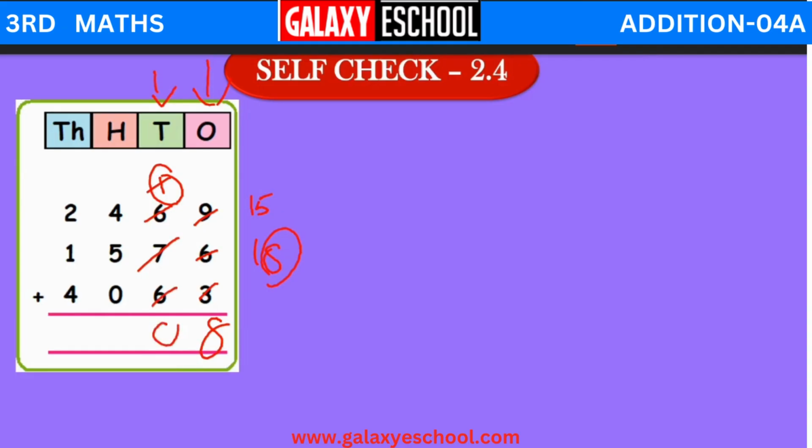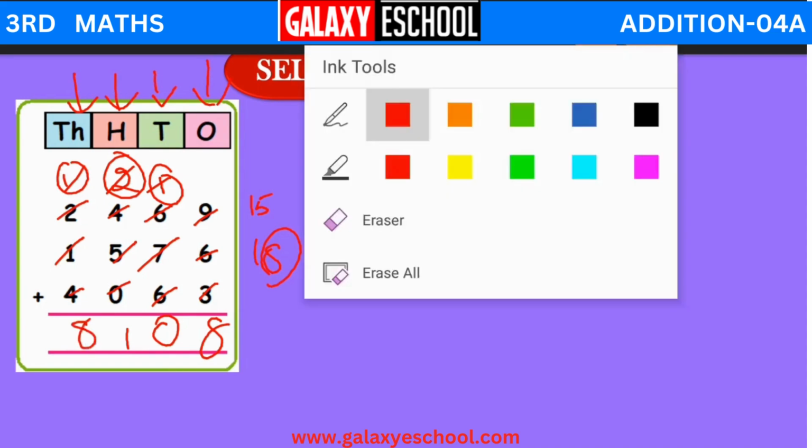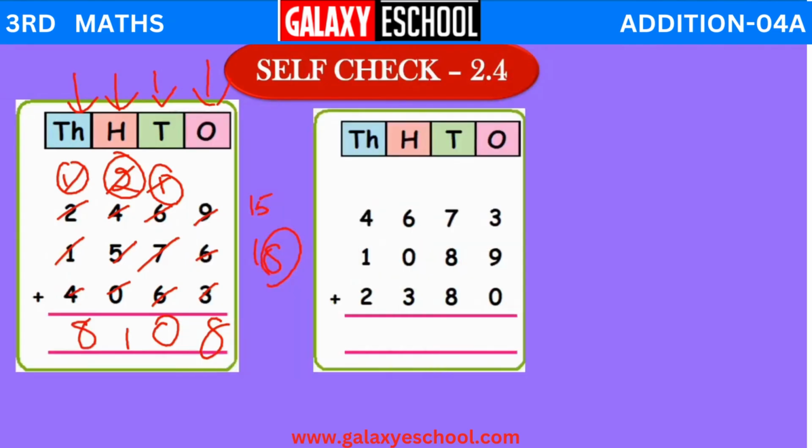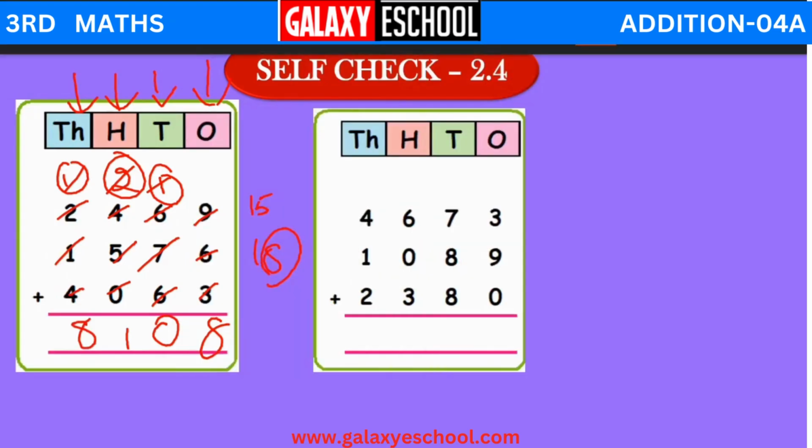plus 6 becomes 20, 0 here and 2 carried. In the hundreds place, 2 plus 4 becomes 6, 6 plus 5 becomes 11, 11 plus 0 becomes 11, 1 carried. In the thousands place, 1 plus 2 becomes 3, 3 plus 1 becomes 4, 4 plus 4 becomes 8. So the answer is 8108 for the first question.